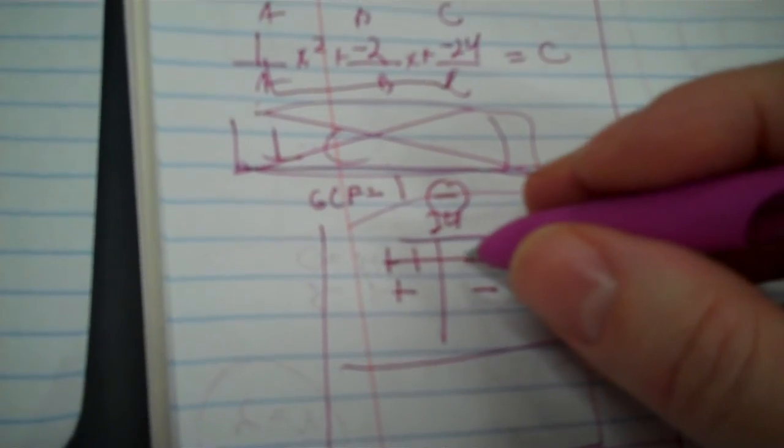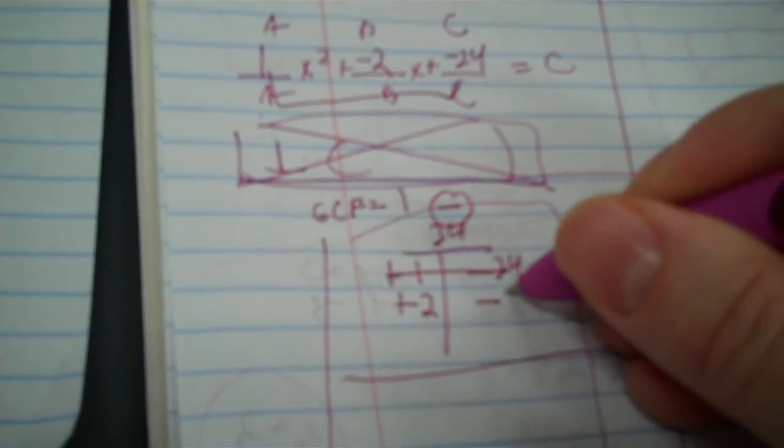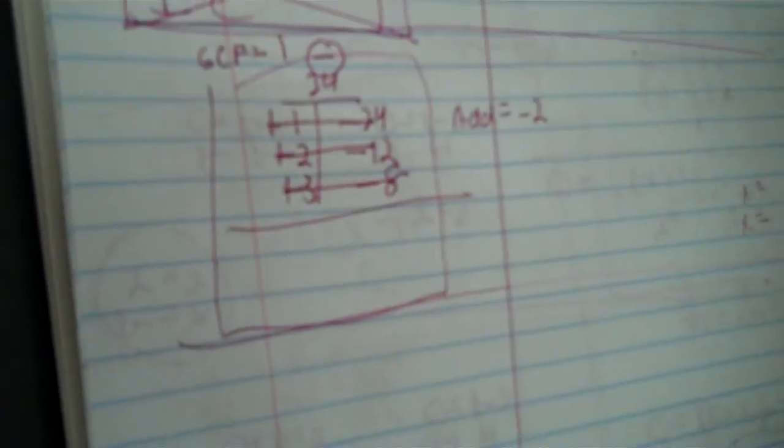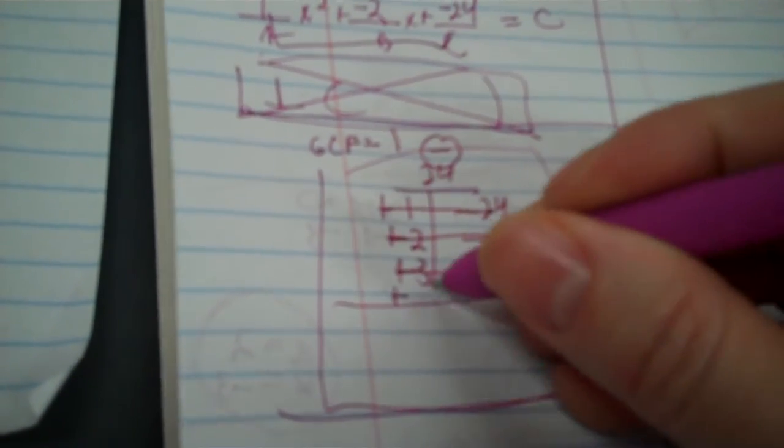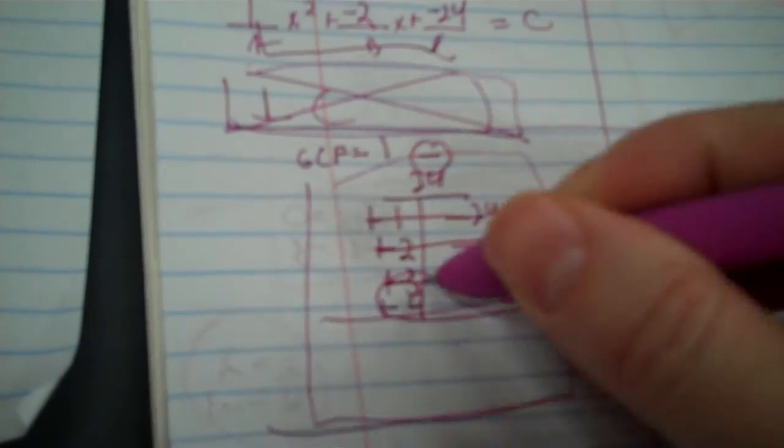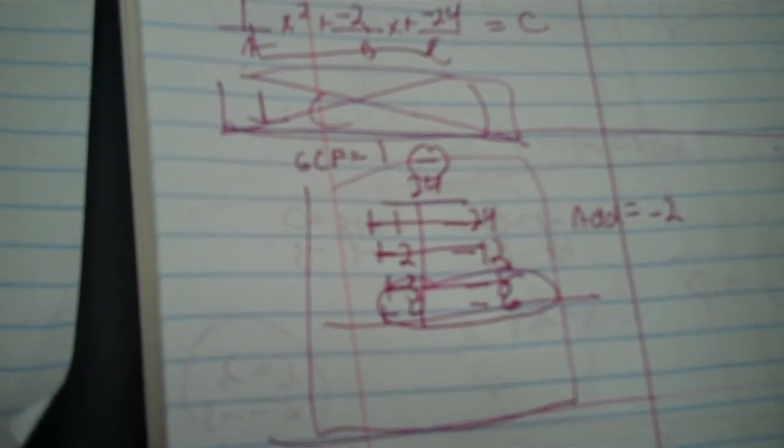If I divide 24 by 2, I get 12. Nope. Divide 24 by 3, we get 8. Nope. Divide 24 by 4, and we get 6. Okay, right there, 4 and negative 6 adds to negative 2. We found it, okay? And I want it to be negative 2, so I leave the signs.